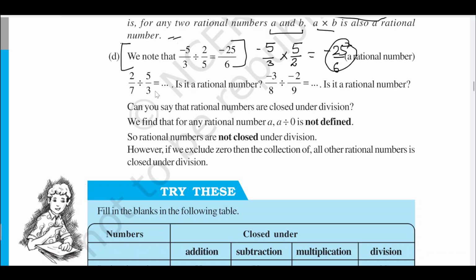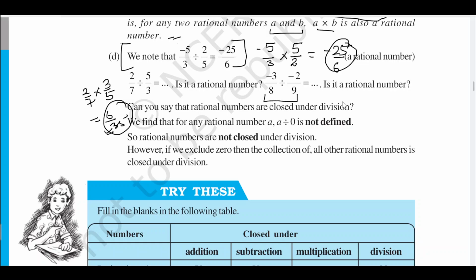2 by 7 divided by 5 by 3. What will be the answer? 2 by 7 into 3 by 5, that is 6 by 35. So it is also a rational number because it can be written in the form of P by Q where Q is not equal to 0.